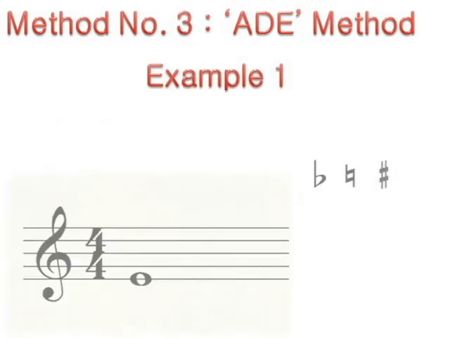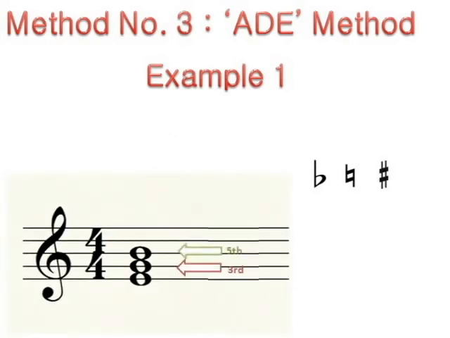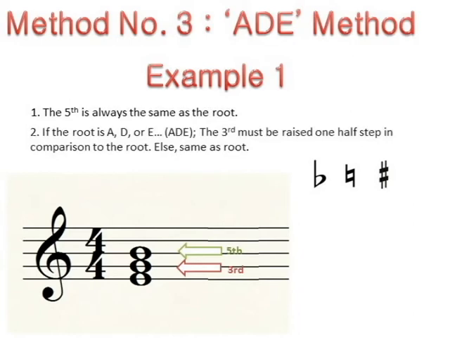Here are a few examples using method 3. Here's the root note E natural. First, stack the thirds, adding G and B. Rule 1. The fifth is the same as the root, so the B stays natural. Rule 2. Is the pitch E part of "aid"? Yes, so the third must be raised 1/2 step in comparison to the root, G sharp.